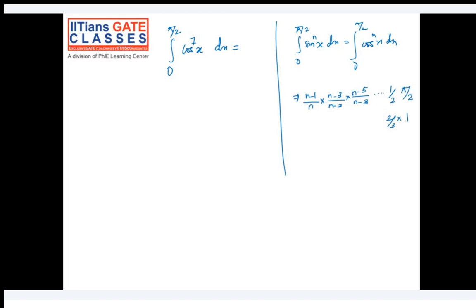If n is even, it ends with pi by 2; if n is odd, it ends with 2 by 3 into 1. Here n is odd basically, so you should not get pi by 2 at the end. You should get 2 by 3 into 1. Let's see whether we are getting that or not.